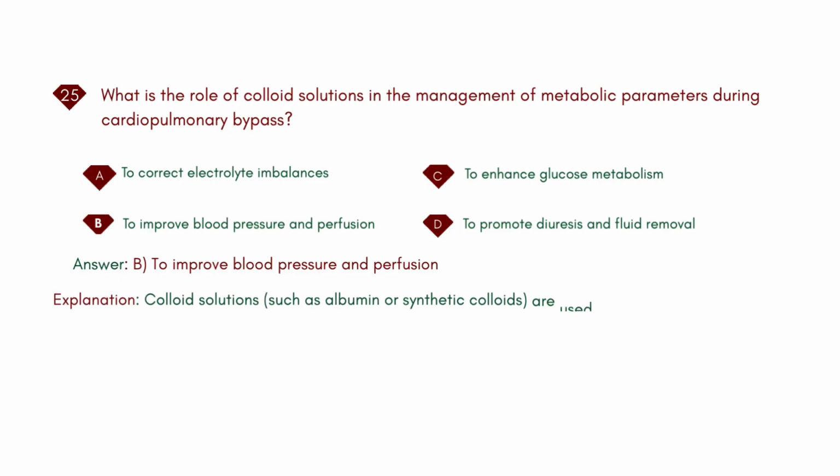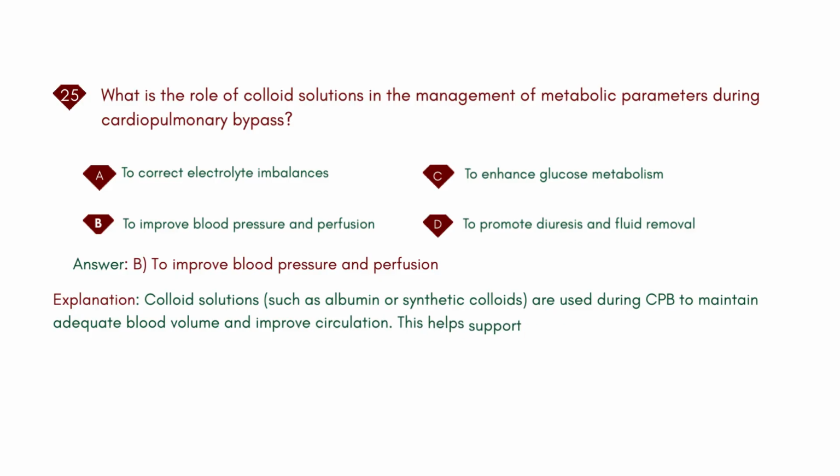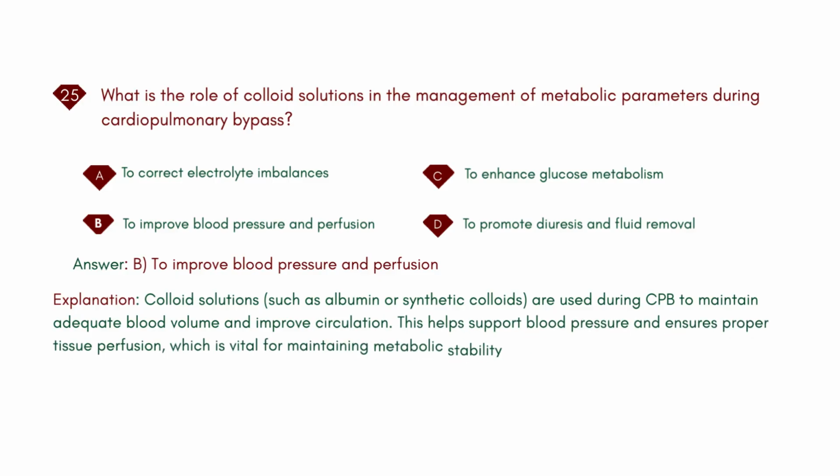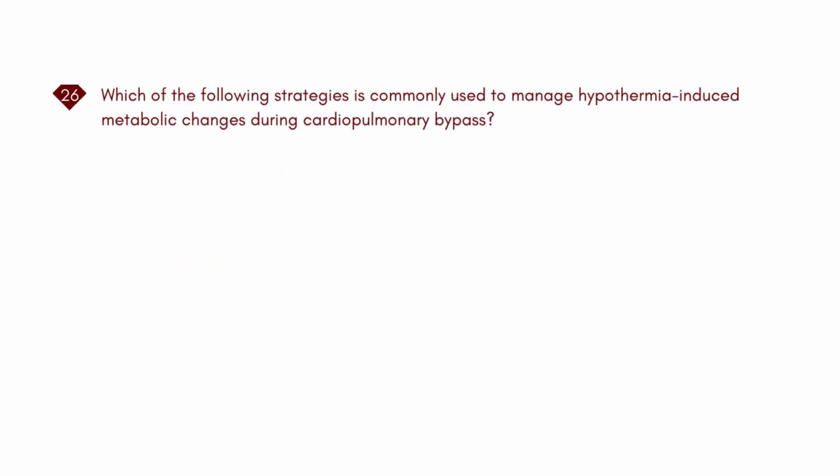Explanation: colloid solutions, such as albumin or synthetic colloids, are used during CPB to maintain adequate blood volume and improve circulation. This helps support blood pressure and ensures proper tissue perfusion, which is vital for maintaining metabolic stability and organ function during the procedure. Which of the following strategies is commonly used to manage hypothermia-induced metabolic changes during cardiopulmonary bypass?